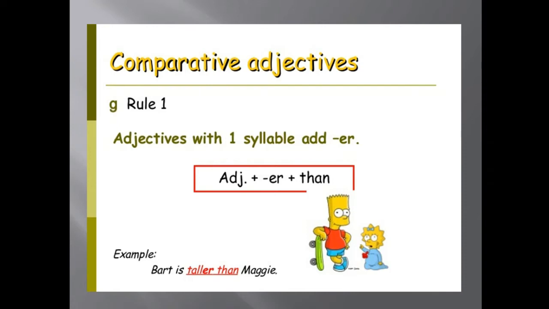Adjectives with one syllable. Put the adjective plus er than. For example, Bert is taller than Maggie. You can say taller than, shorter than, hotter than, wider than, and so on.